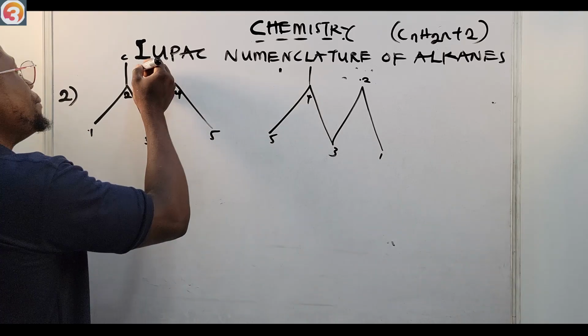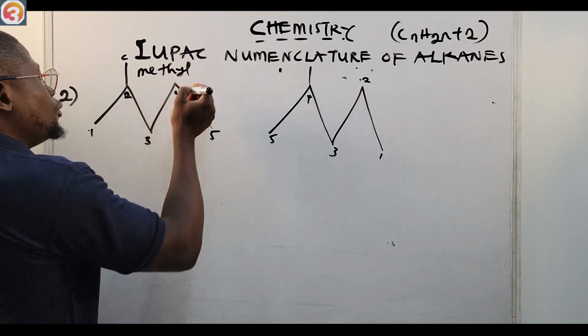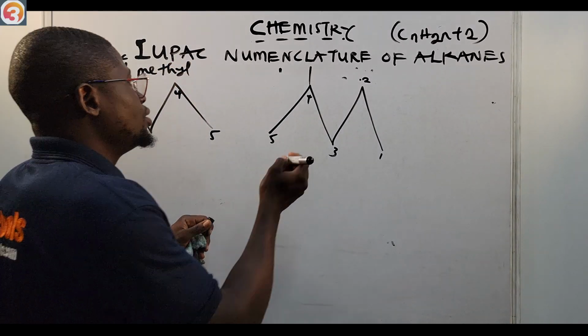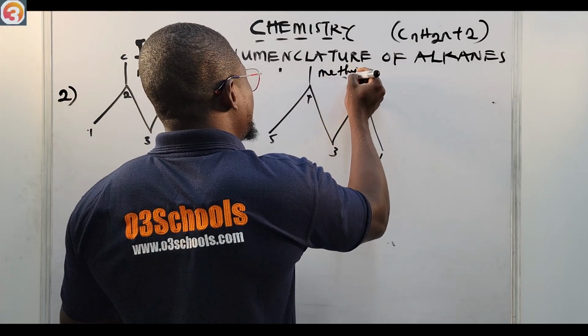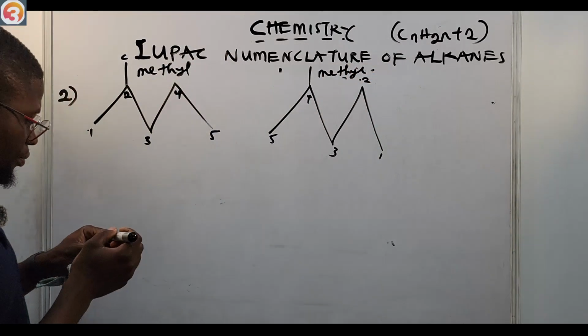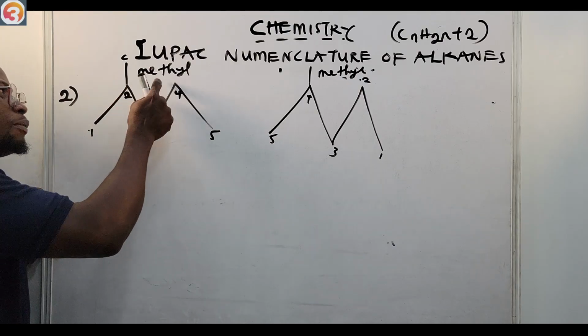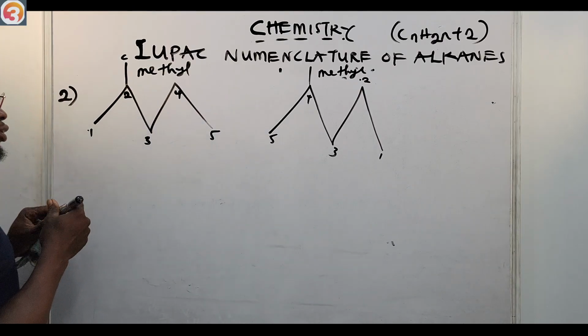There's a methyl group, or substituent, that has been attached to this structure. Now let us name this compound. On which carbon atom is this methyl group attached? On the second carbon.